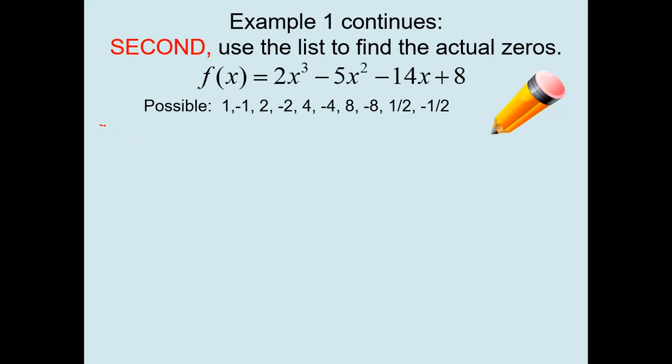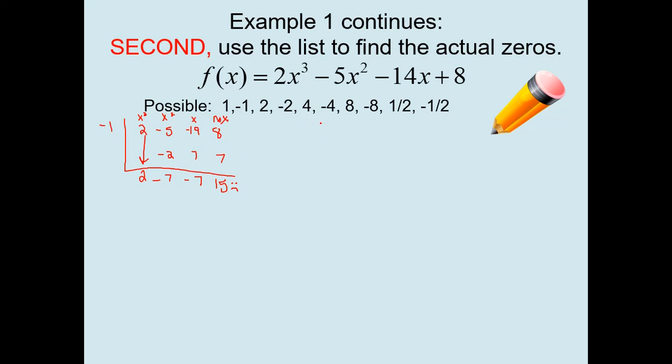Let's try -1 first. So put -1. I've got my x cubed column, my x squared column, my x column, and my no x column. So I've got 2, -5, -14, and 8. Drop the 2. 2 times -1 is -2. -7, 7, 15. Womp womp. Okay, so -1 doesn't work. We've got to try another number.